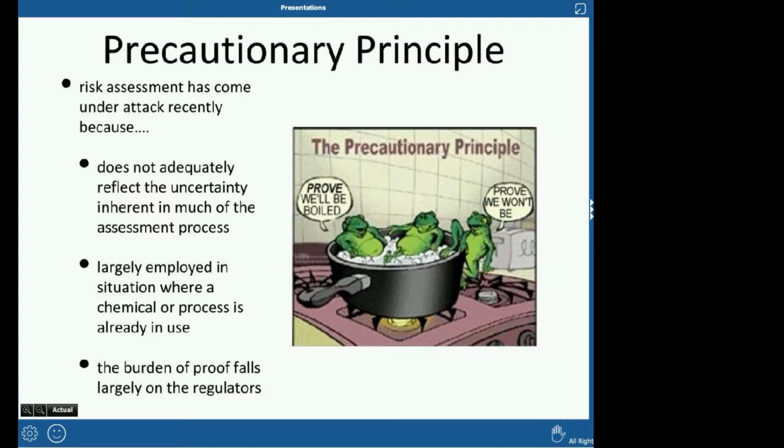And so this comic kind of describes that precautionary principle. Basically, they have said that if you put a frog or a lobster or something like that in a pot and you slowly, slowly, slowly turn up the heat to boiling, it changes so slowly that the frog never hops out. It just gets boiled because they don't notice it, because the change is so small. So this is basically the frogs are in the boiling water and they're like, prove we're gonna get boiled, and the other one's like, prove we won't. So it's kind of interesting.